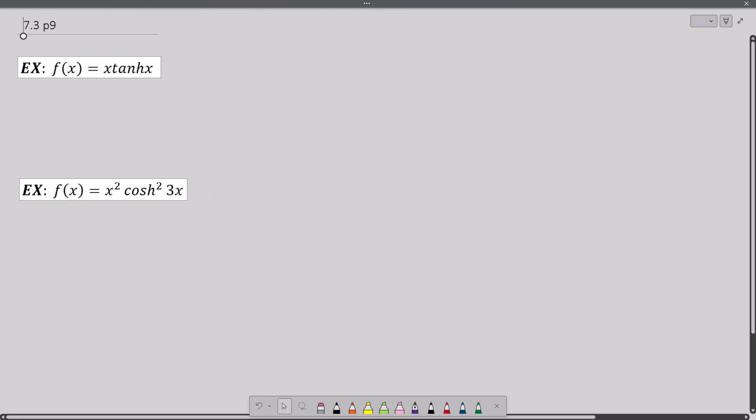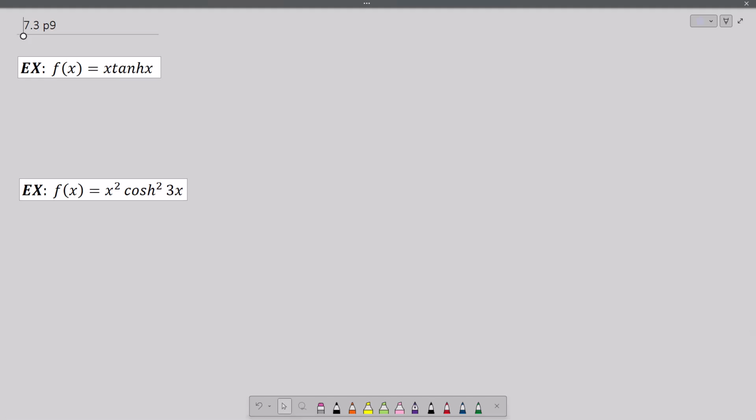Okay. Derivative of x tanh. Go for it. Got to get these Calc 1 skills primed. What rule are you going to use here? For x tanh? What's the derivative of x?